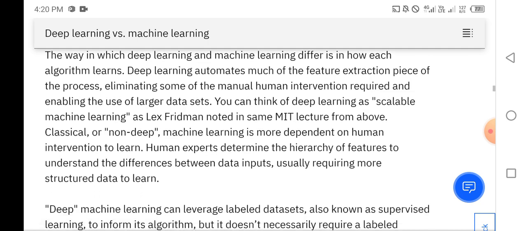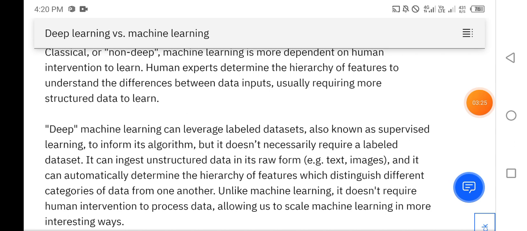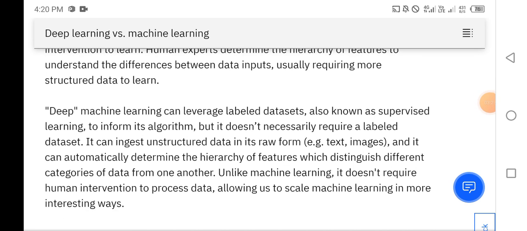From above, classical or non-deep machine learning is more dependent on human intervention to learn. The human expert determines the hierarchy of features to understand the differences between data inputs, usually requiring more structured data to learn. The deep learning machine can leverage labeled datasets, also known as supervised learning, to inform its algorithm, but it doesn't necessarily require a labeled dataset. It can ingest unstructured data in its raw form, and it can automatically determine the hierarchy of features which distinguish between the categories of data from one another. Unlike machine learning, it doesn't require human intervention to process the data, allowing us to scale machine learning in more interesting ways.